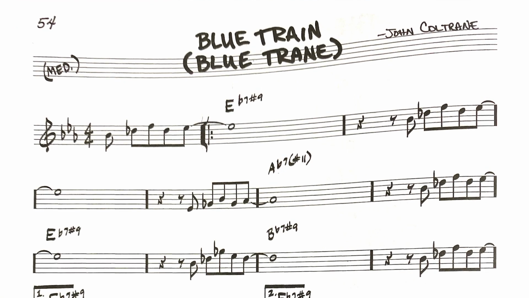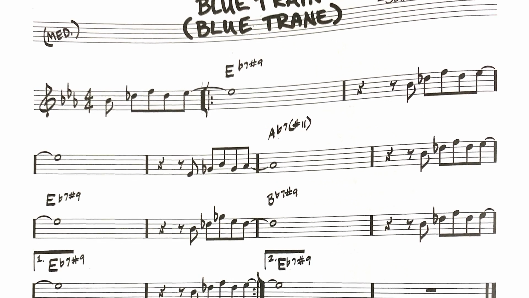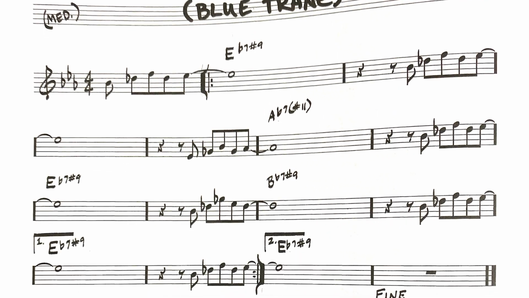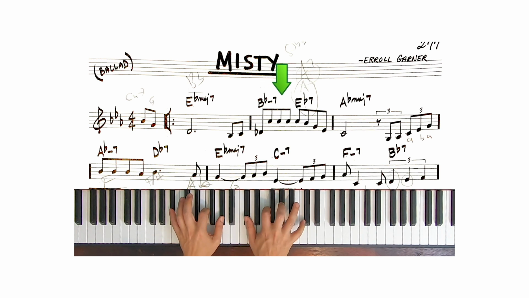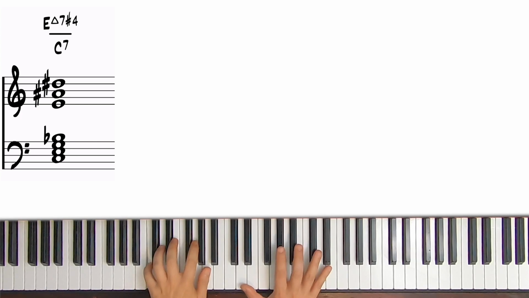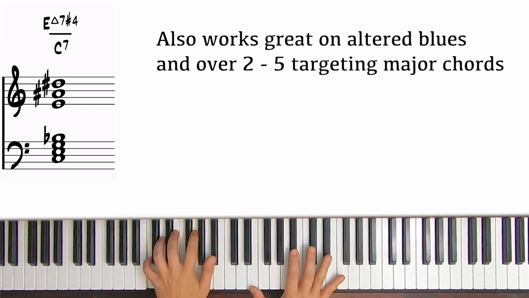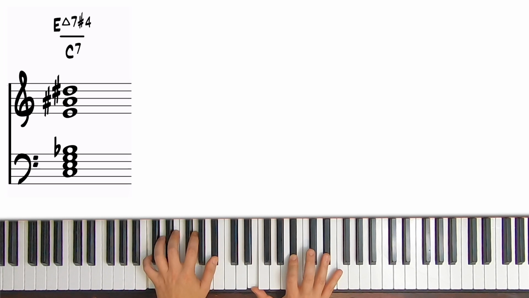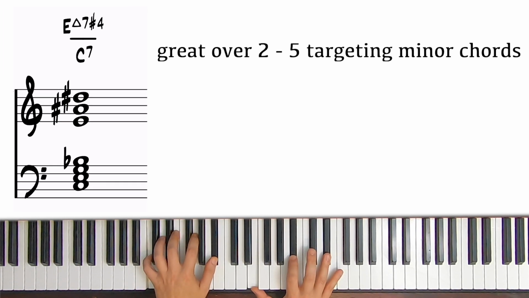When we looked at our previous upper structure, the 3 major 7/4, we found that it worked great on altered blues progressions. And we also showed you a more interesting use of it over a 2/5 that was targeting a major chord. Today's upper structure, the 3 major 7 sharp 4, also works great on altered blues progressions and on 2/5s that target major chords. But this upper structure is also great for 2/5s that target minor chords.